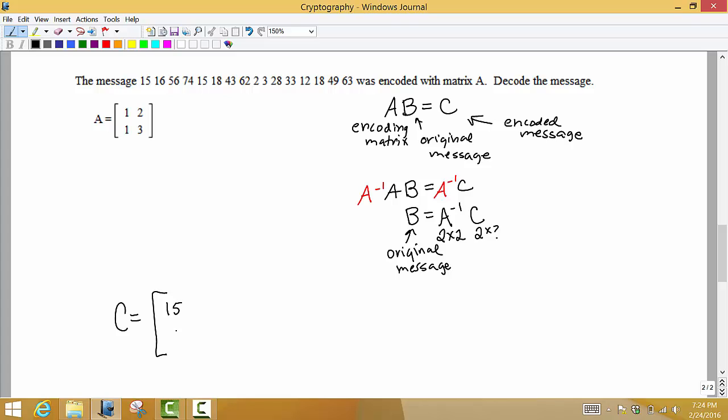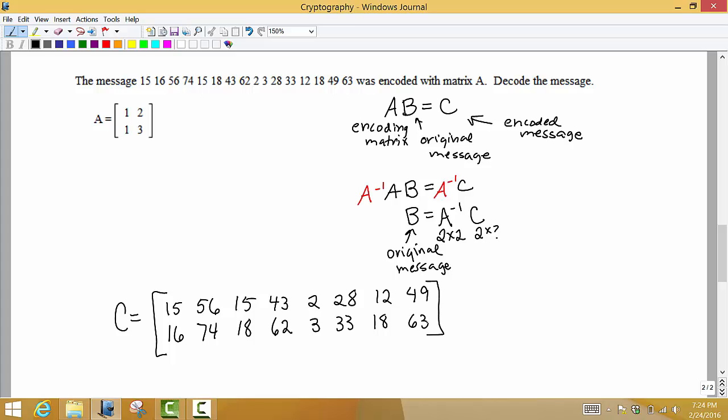I'm going to do 15, and then I'm going to write 16 below it. Then I'm going to go back up and write 16, and write 74 below it. Then I'm going to write 15, and then write 18 below it. So I'm zigzagging, filling columns rather than rows. So 43, and then below that 62. And then 2, and below that a 3. 28, and then below that a 33. And then 12, and below that an 18. And then 49, and below that 63. Okay, so this is my matrix C.